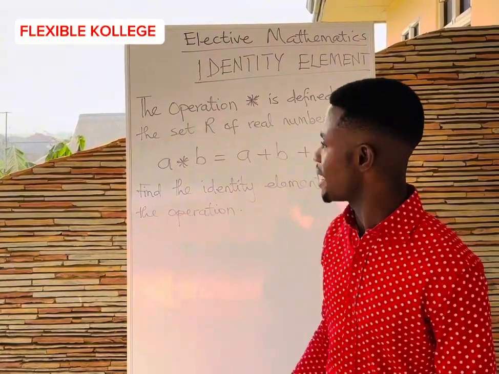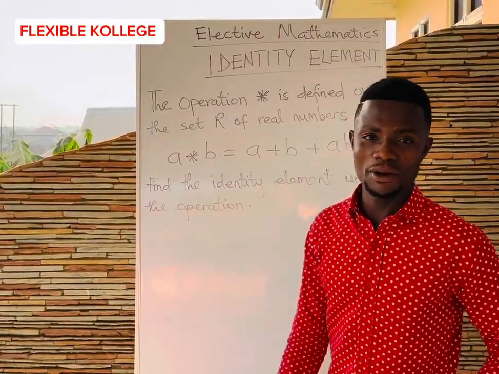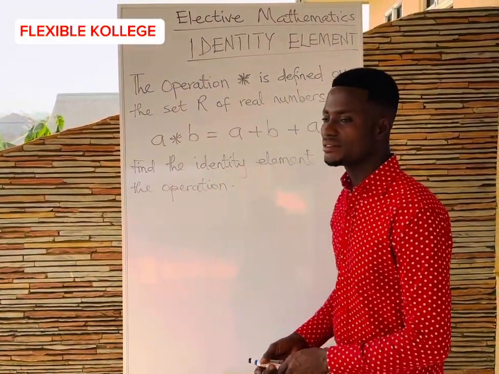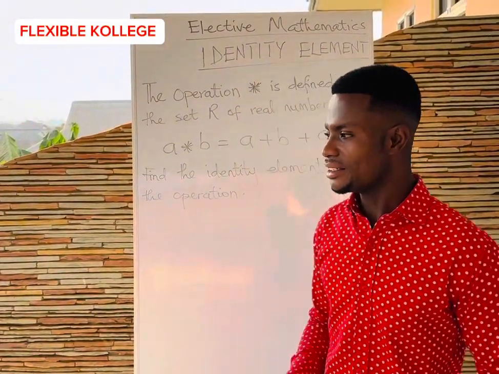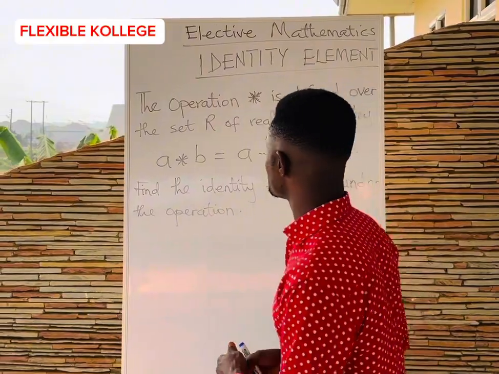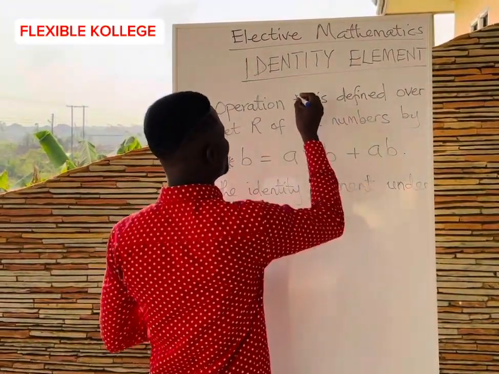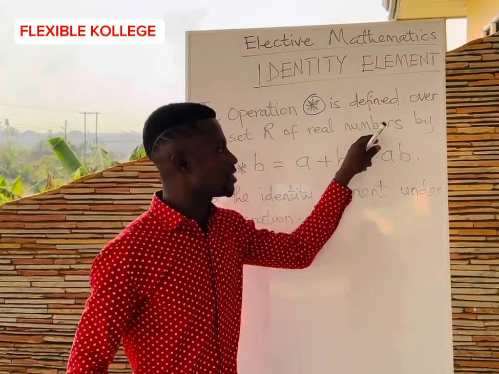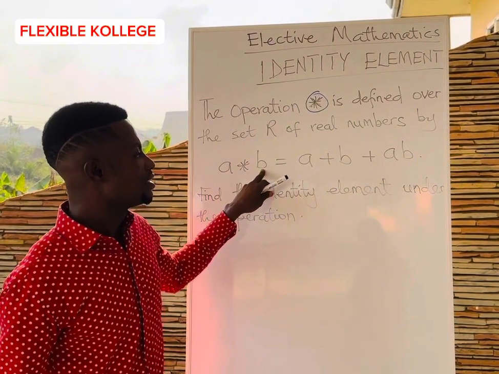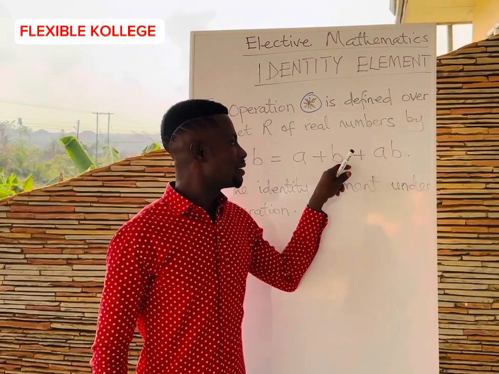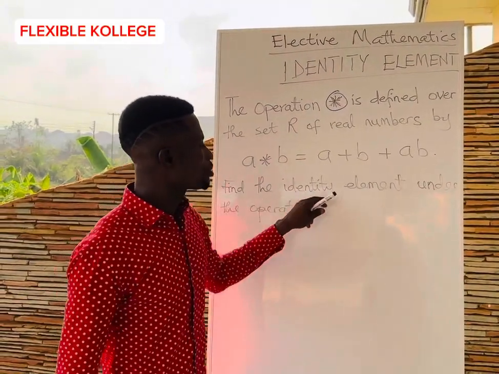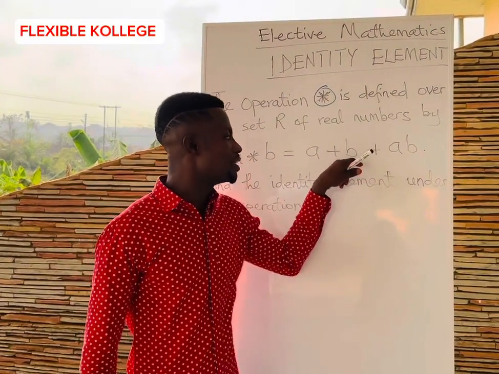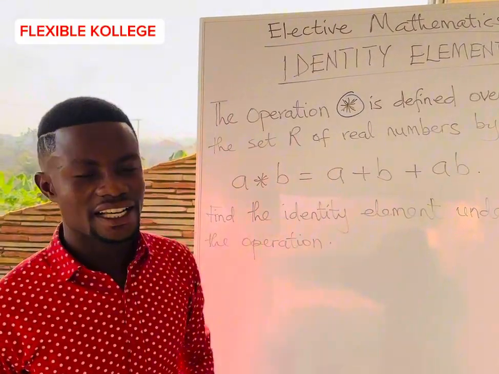Today we are moving a step further in binary operations, and we are looking at various ways of calculating an identity element in a binary operation. This is the operation, like the asterisk. The operation is defined over the set R of real numbers by A operation B equals A plus B plus AB. And you are being told to find the identity element under this operation.